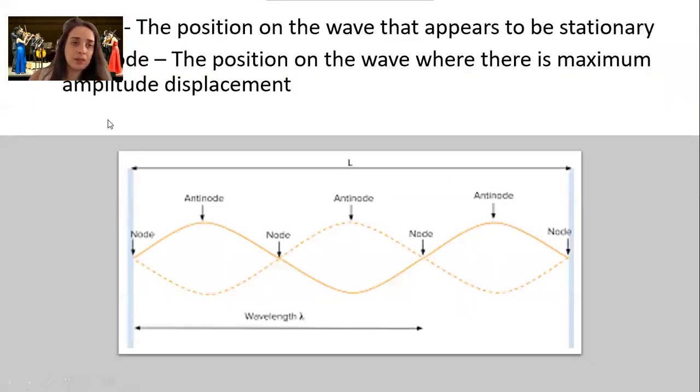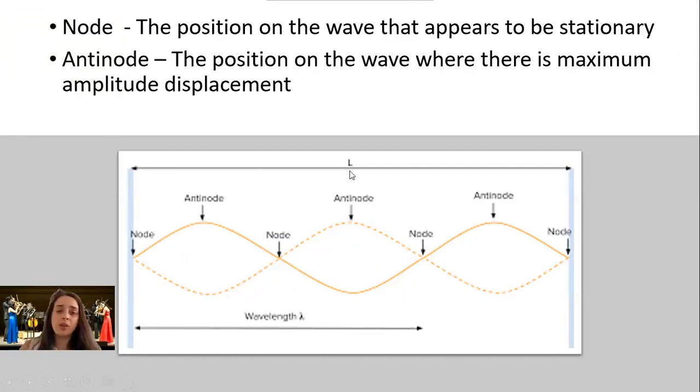And then we have a node and antinode. The node is the position on the wave that appears to be stationary. So these points here are the nodes. So you think about it as like no movement is where the nodes are. And then the antinode is the position of the wave where there is a maximum amplitude displacement. So over here, the wave is going to be oscillating up and down. So that will be our antinode.